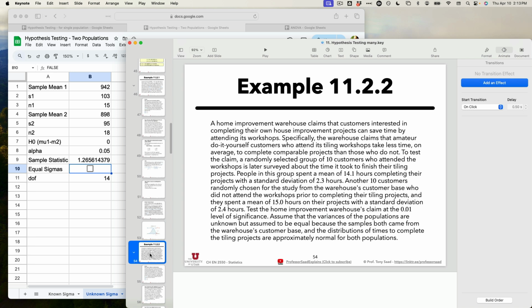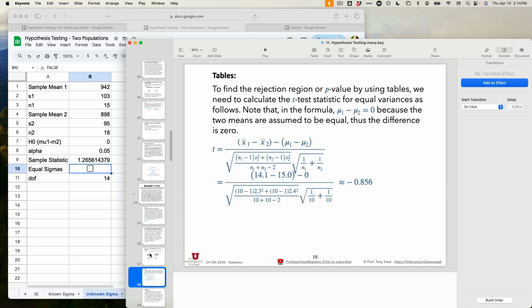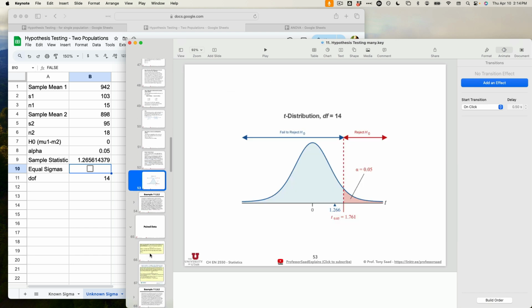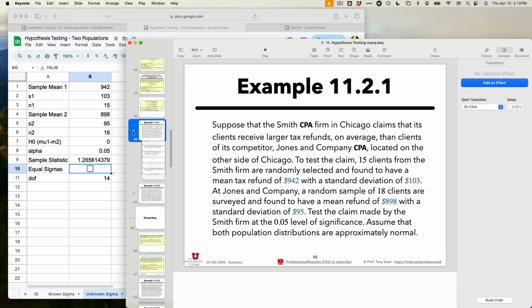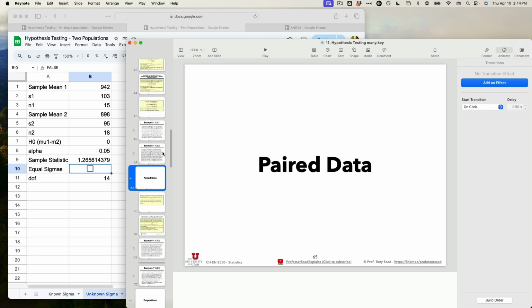In this example, you do that at home. Assume that the variances of the populations are unknown, but assumed to be equal. Okay, so then in that case, you run it through the spreadsheet, and you can get the answer, and you can compare your answer to what I have over here and also in the textbook. So you have to do these things. It's just a lot of practice exercises. These are lifted out of your textbook. There's a couple more examples maybe in your textbook, so feel free to do those.